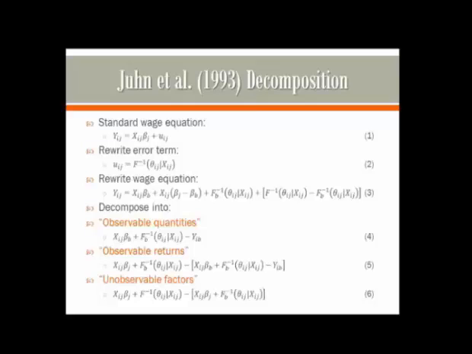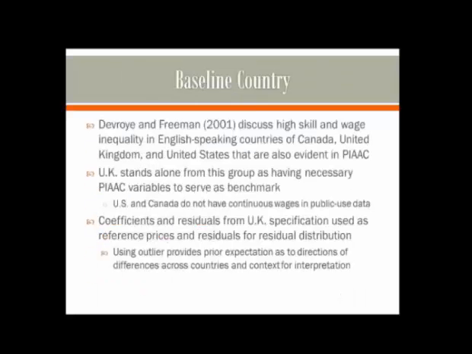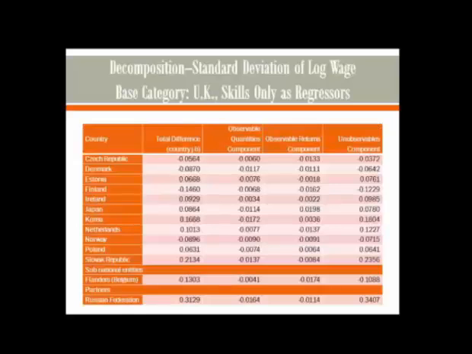In the language of econometrics, the observable quantities tell me something about what's happening with the x's, versus the returns, which tell me what's happening with the betas, and the unobserved factors tell me what's happening in terms of the error term. For the baseline country, that point about the English-speaking countries being outliers in terms of skill inequality comes into play here, because I made the judgment call to use that as a base country to help with interpretation. The United States and Canada didn't have continuous wage distributions in the public use data, at least the one I had access to, and so I chose the UK as the baseline country in order to do the interpretations.